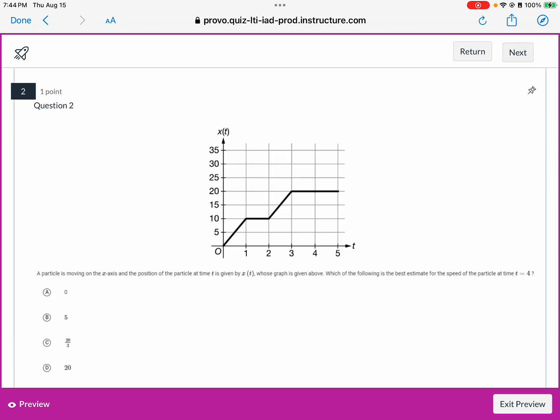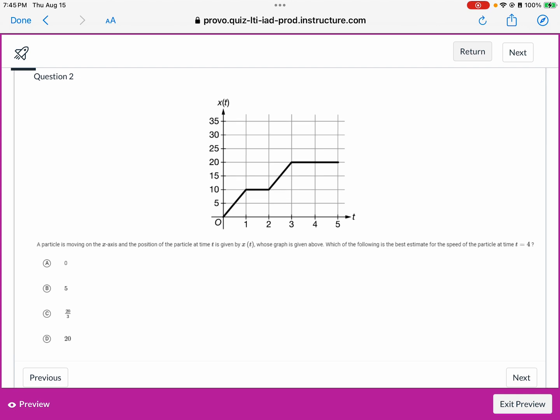Okay, this question right here is similar to question 2 on the homework. A particle is moving on the x-axis, and the position of the particle at time t is given by x of t, whose graph is given above. Which of the following is the best estimate for the speed of the particle at time t equals 4? Remember that if it's a position function, the speed is just going to be the slope at that point right here.